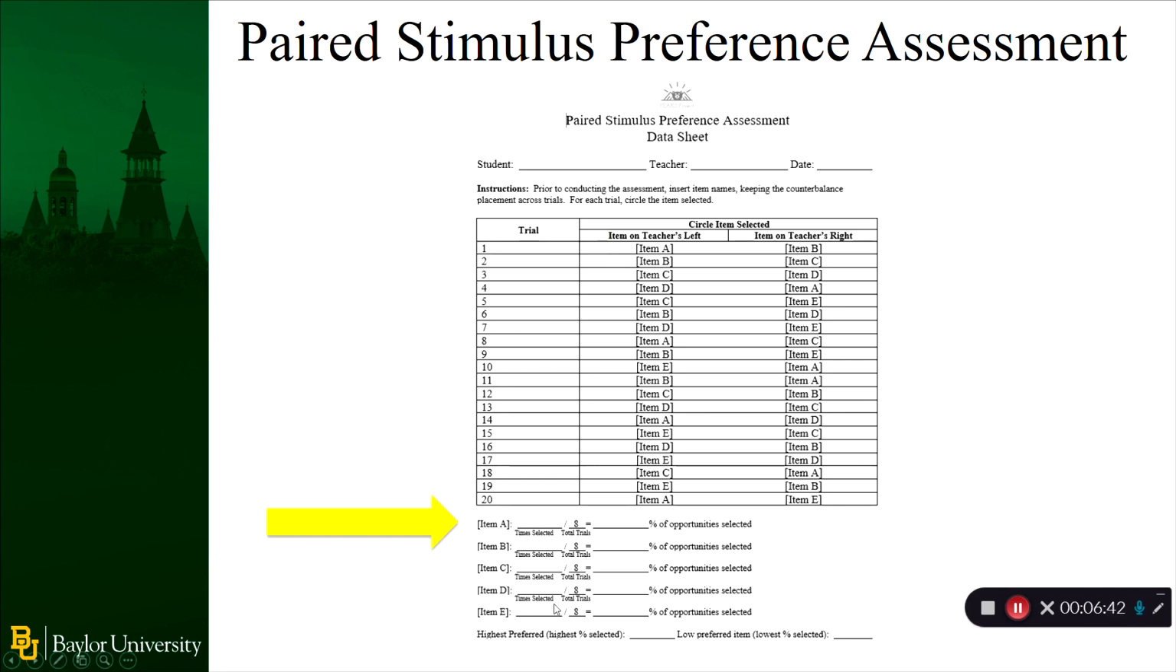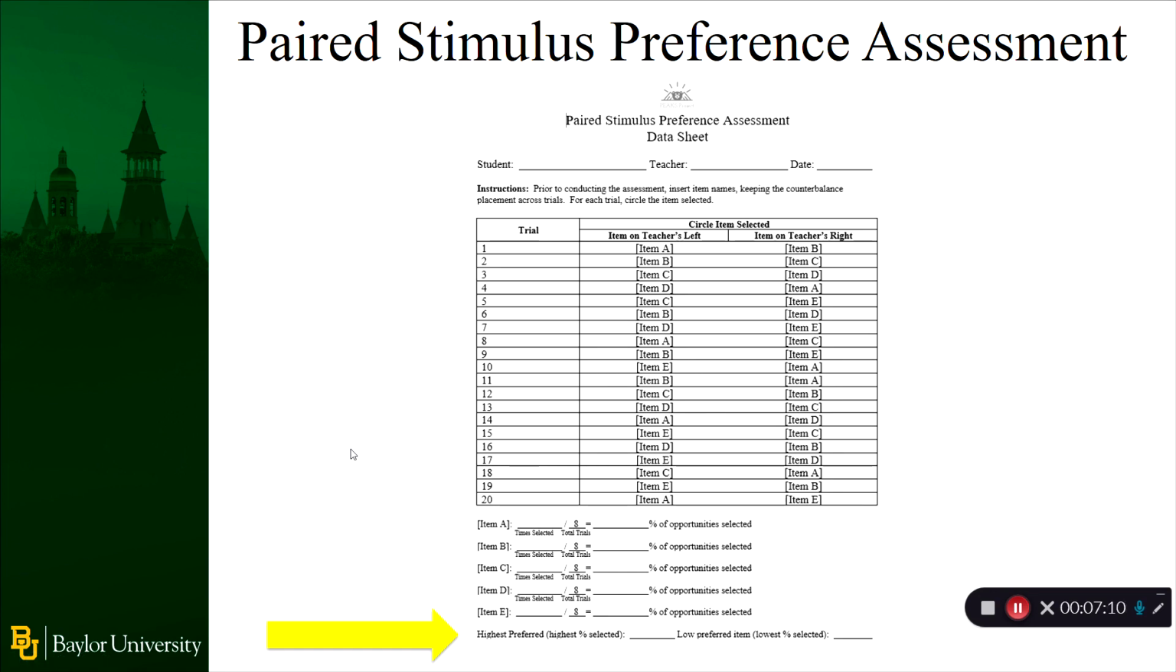Here at the bottom is where you're going to calculate your data. Again, you're going to want to write in what your item A is. In this example, Nintendo Switch, you would write that in. And then you're simply going to put the number of times they selected that item and divide that by 8 presentations, and that gives the percent of opportunities selected. And at the very bottom, you're going to indicate your highest preferred and your lowest preferred item.